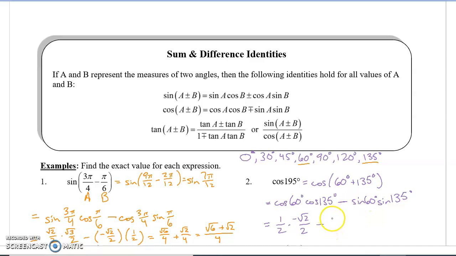Minus sine of 60 degrees is root 3 over 2. Sine of 135 is root 2 over 2. You're going to see some similar values that we saw over here, right? It's just in a different order. We get a negative root 2 and we get a negative root 6, but the denominators are still 4.